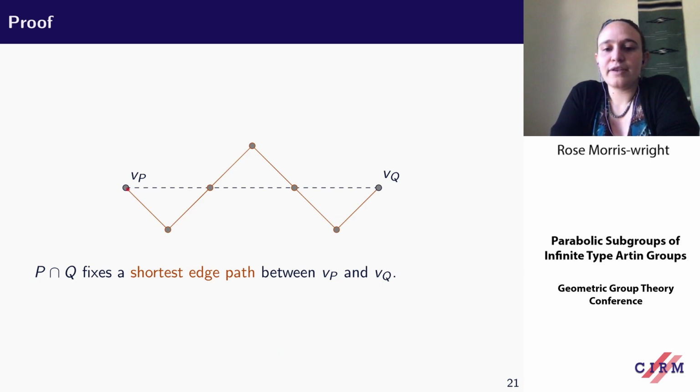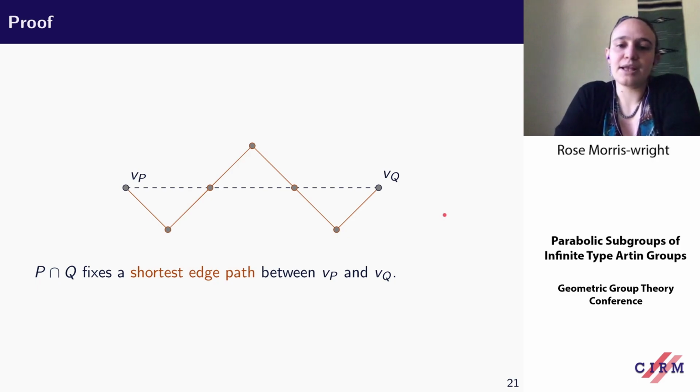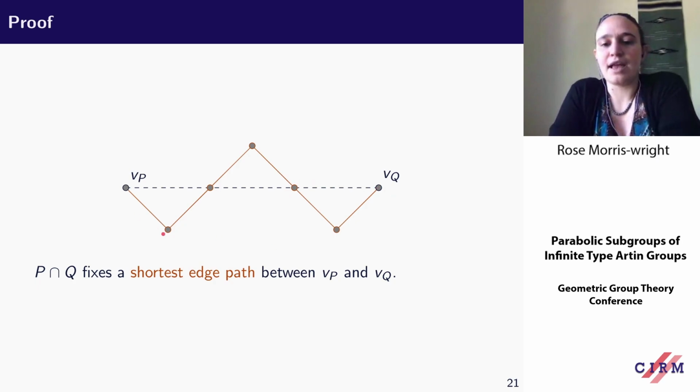And more than that, we have the straight geodesic that can go through the interior of the cubes, but surrounding that, we have this edge path. And because of certain properties that have to do with how the Artin group acts on the Deligne complex, if this geodesic is fixed by P intersect Q, then this edge path will also be fixed by P intersect Q. So now we have this edge path, and each of these vertices has a stabilizer, and P intersect Q also stabilizes each of these vertices. So we're starting to see some relations between P intersect Q and the stabilizers of these vertices.